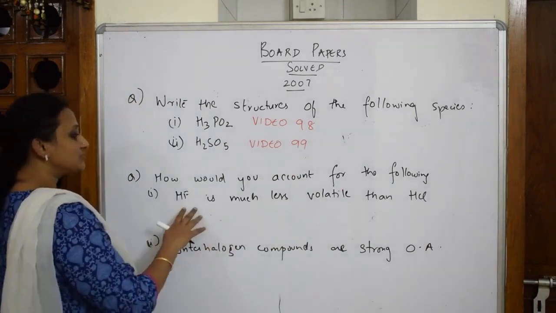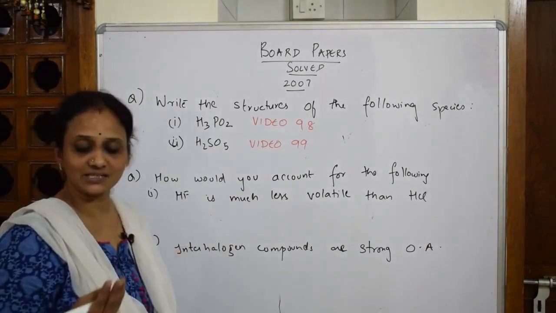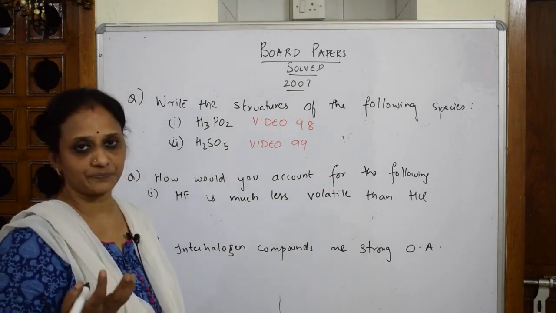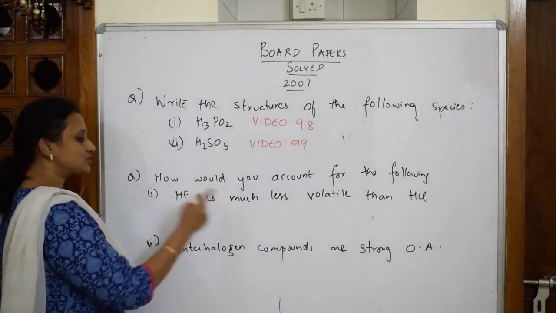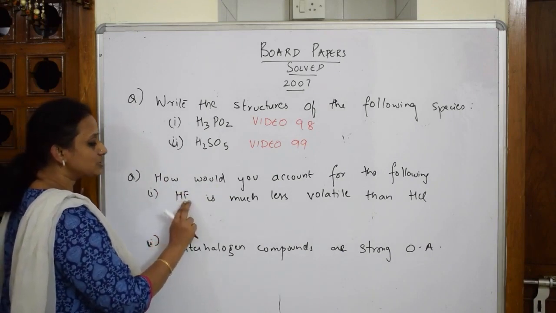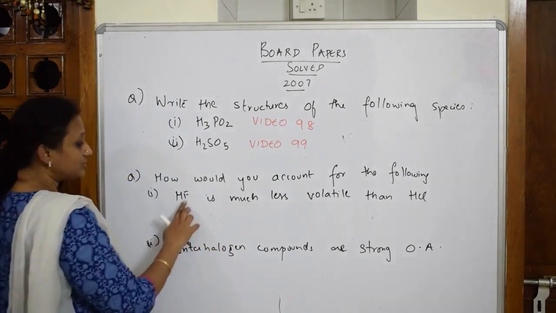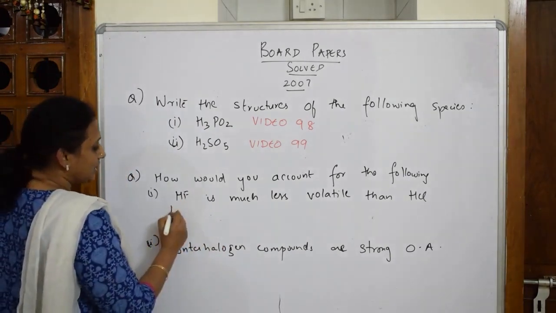What do they give me? HF is much less volatile than HCl. So less volatile means what? It will not vaporize faster. Right? So what should you write? You have to start your answer with this concept. What is the difference between these? Here hydrogen is common. What is different? Fluorine. So start writing.